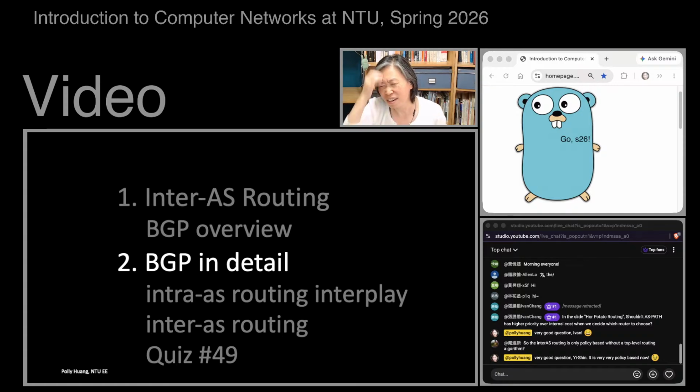And that's very often how the real world works. Okay. And speaking of real world, Yixing was asking, so the inter-AS, so guys, go to the live chat. So the inter-AS routing is only policy based without a top level routing algorithm? You know what? It is now.